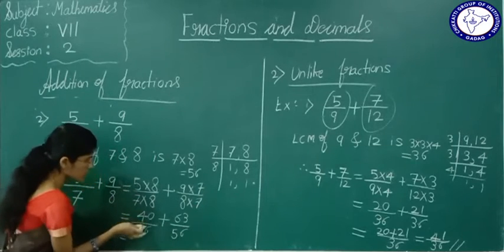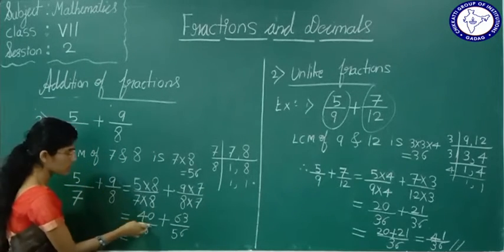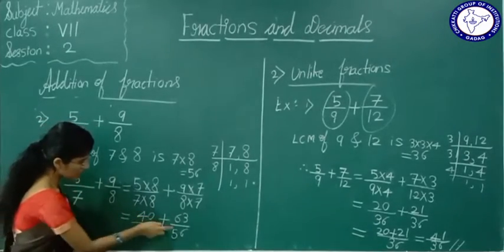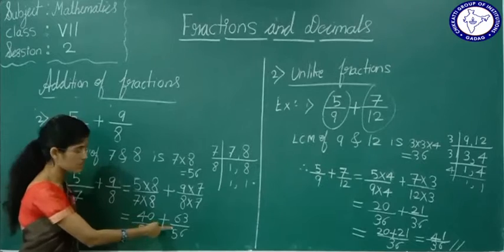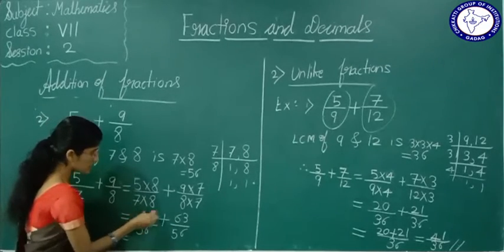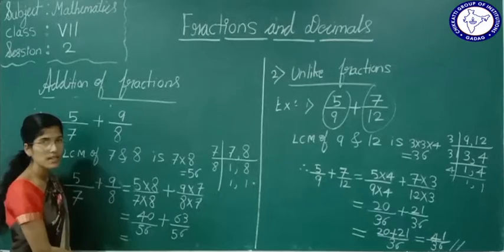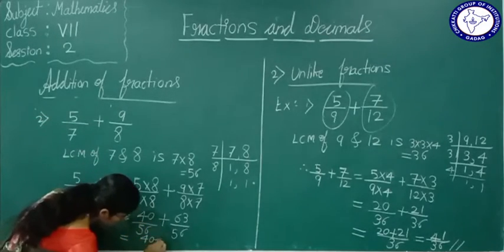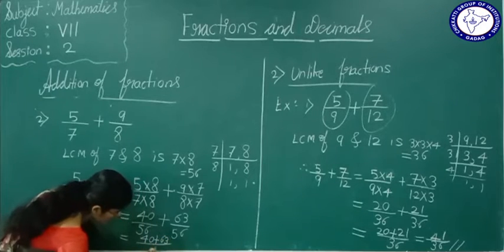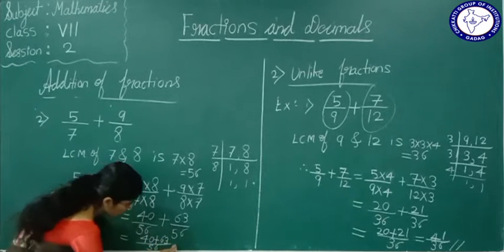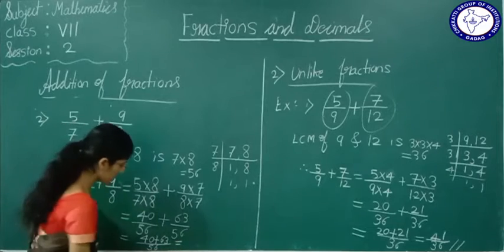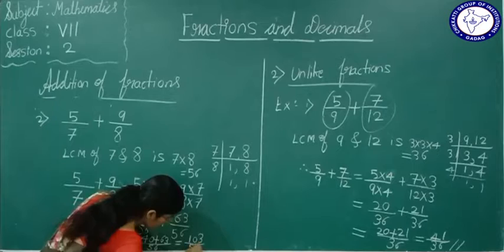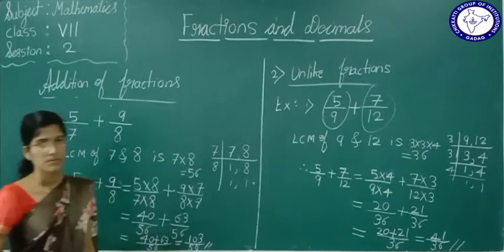See here, unlike fractions we have converted into a like fraction. Now you add this. These are like fractions. How to add the like fractions? We have to add the numerator keeping the denominator same. What is 40 plus 63, students? 40 plus 63 divided by 56. What is 40 plus 63? It is 103. 103 divided by 56. Okay.